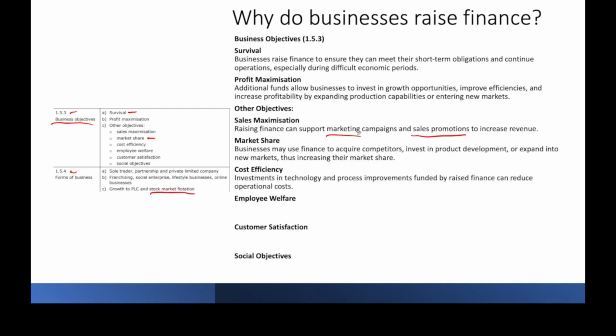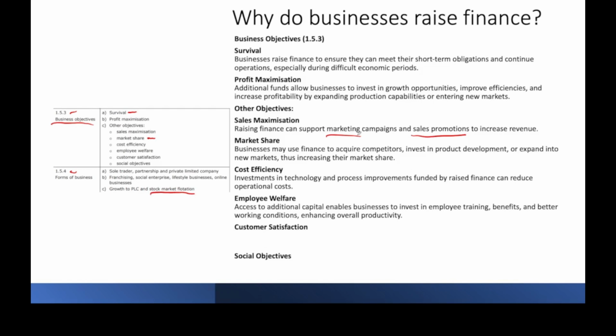Cost efficiencies might be investing in technology. So in the short term, it costs me a lot of money. But if I can replace people with robots, robots tend to be more efficient in lots of ways, depending on the task. They don't get pregnant, they don't go on strike, and they don't want holidays or pay rises.